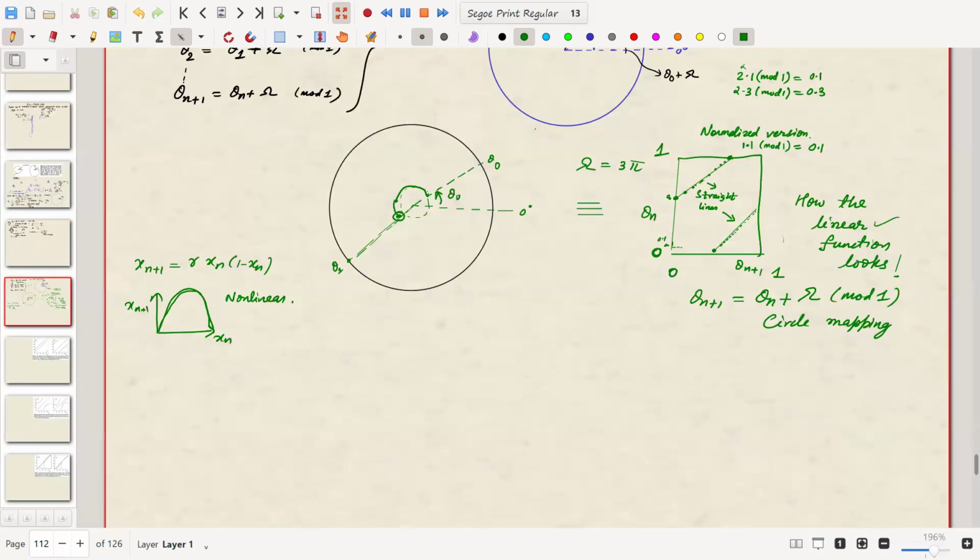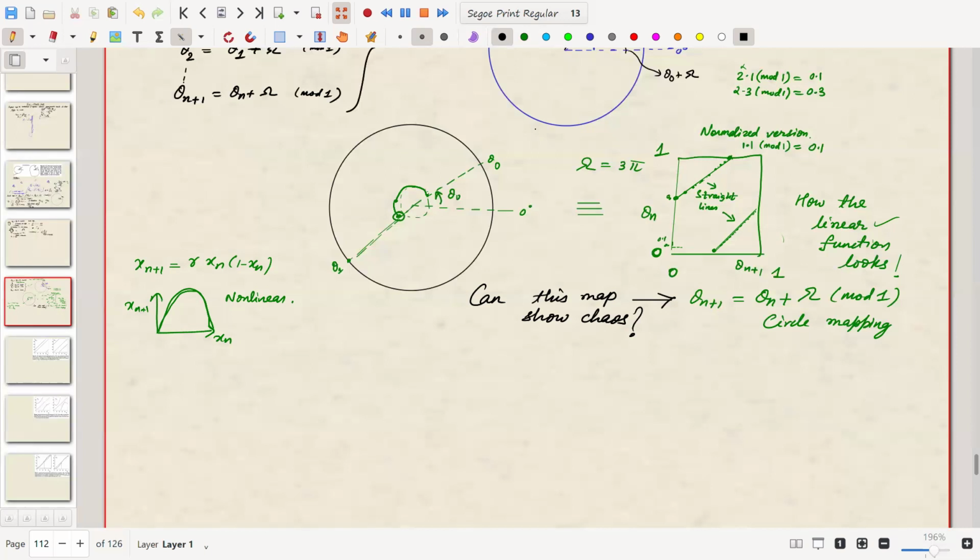You should think whether this is continuous, and whether it shows chaos. Think about it and let me know. This is an assignment for the next class. What is the assignment? Can this circle map, theta n plus 1 equals theta n plus omega mod 1, show chaos? Can this circle map show chaos?